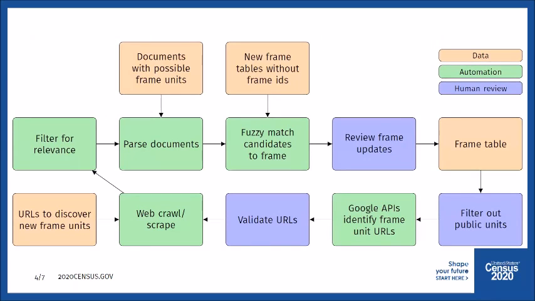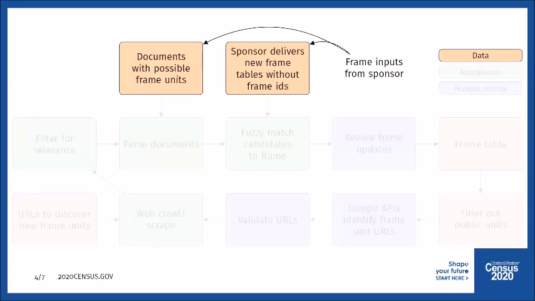I'm going to talk about the modules by working through a flow chart of how we figured out this could work. The first two parts are inputs that we get from the sponsor, in this case offices in DOJ. The first are documents with possible frame units. These are basically just lists. For the juvenile residential facility, these would be state compliance lists of facilities they've inspected, that sort of thing. And then the input on the right are tables without the unit ID. So it's a list of things we think are in the universe, but we don't have the IDs, so the staff is going and comparing these things one by one.